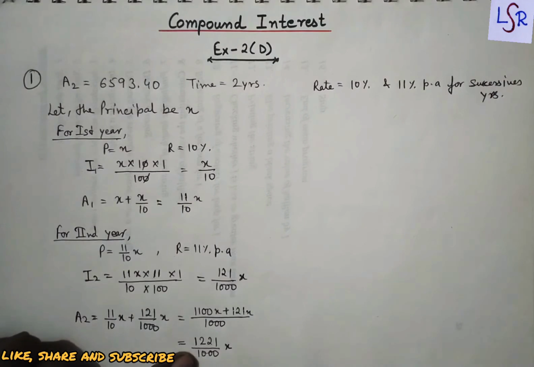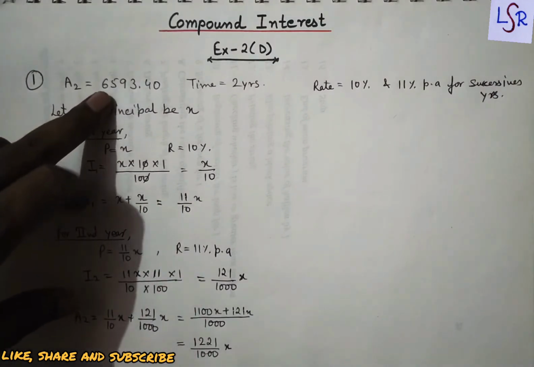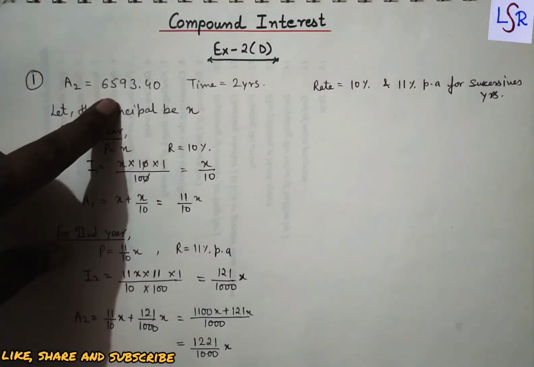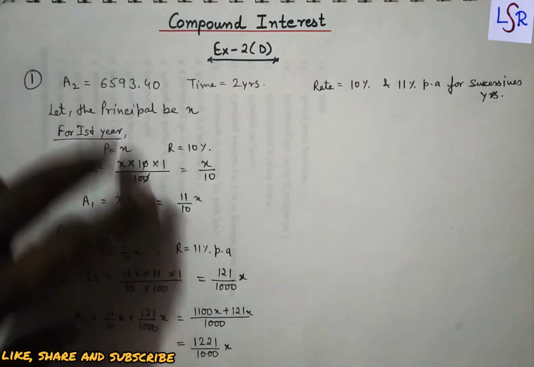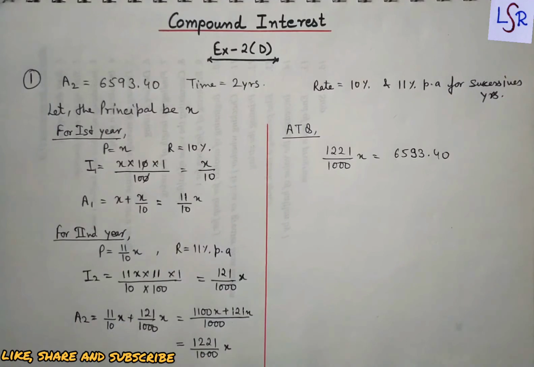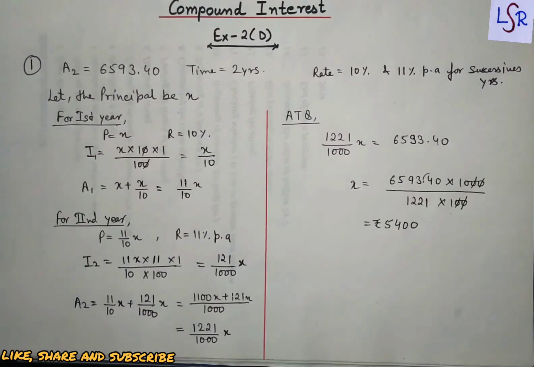Now this amount will be equal to this value because this is the amount which he gets after the 2 years. So we are going to equate these two. Then we will transpose to find the value of x, and we get the value of x as 5400. So the required sum is 5400. Now let's see the next question.